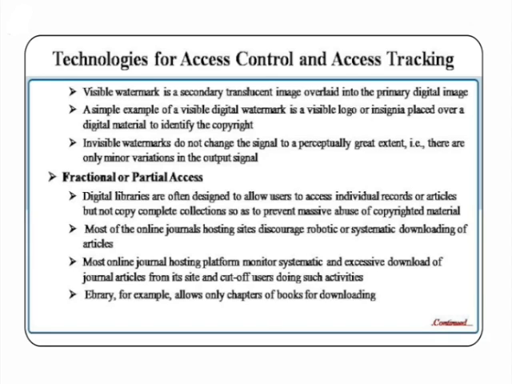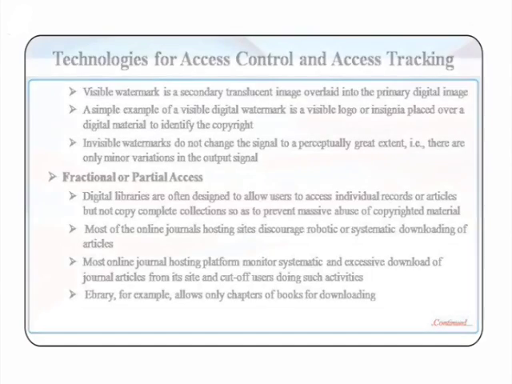Fractional or partial access. Digital libraries are often designed to allow users to access individual records or articles, but not copy the complete collection, so as to prevent massive abuse of copyrighted material. Most journal hosting sites discourage robotic or systematic download of articles. Most online journal hosting platforms monitor systematic and excessive download of journal articles from their site and cut off the users doing such activities. eBrary, for example, allows only a chapter of a book to be downloaded.